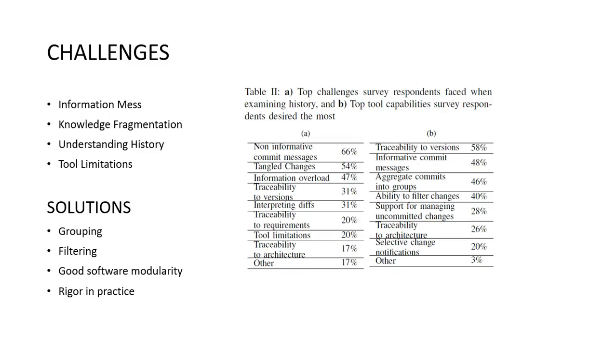And to overcome these challenges, the survey and interview participants came up with some solutions, like grouping the commits or filtering, using good software modularity, and following the rules of writing commits. So here are the top challenges where users feel that examining history is difficult, and these are the wishes they have so they can easily see the history.